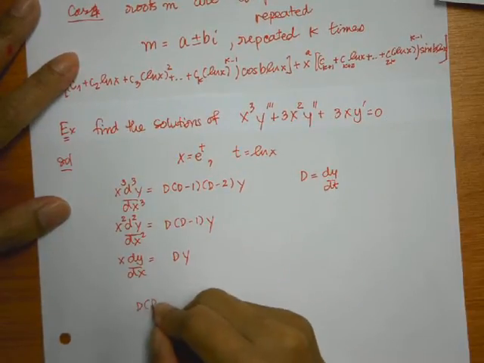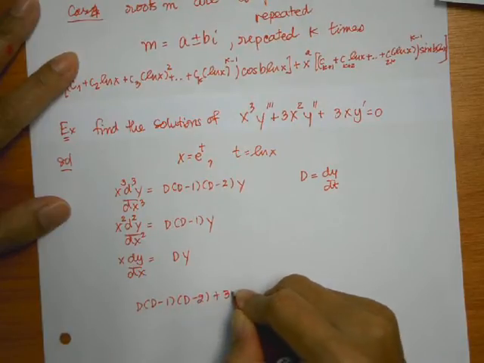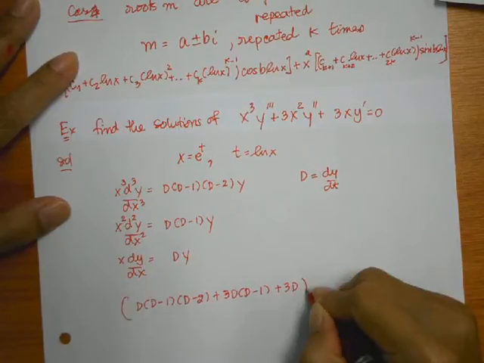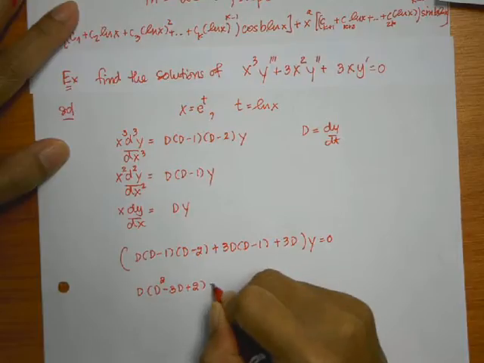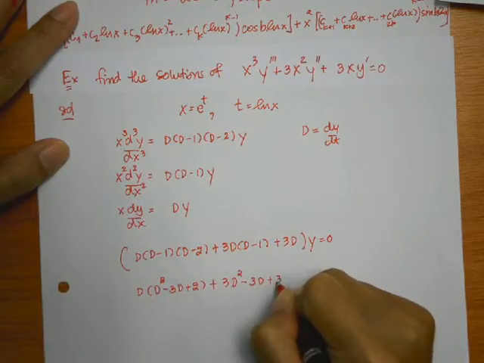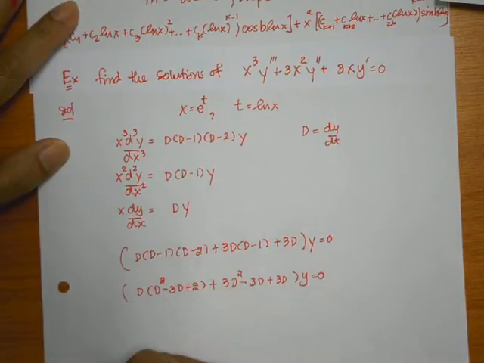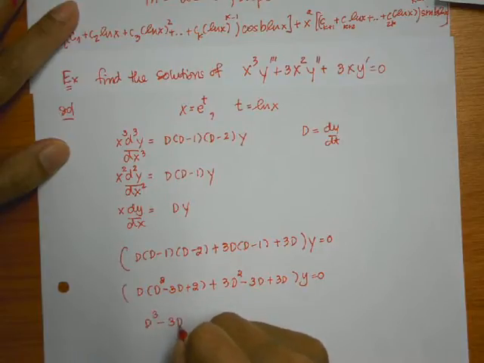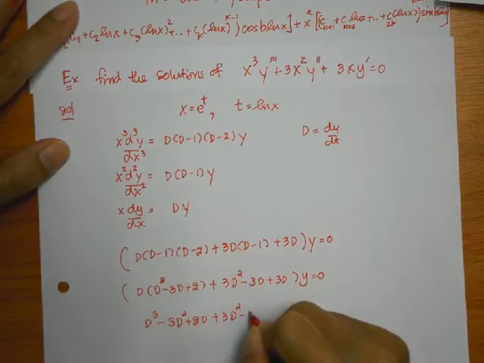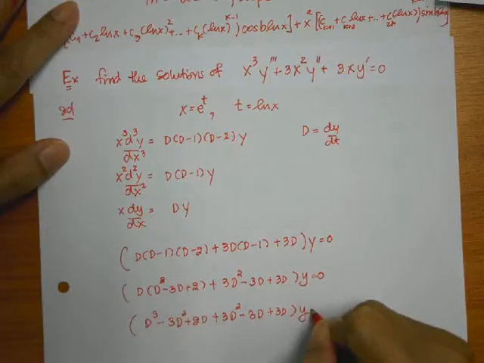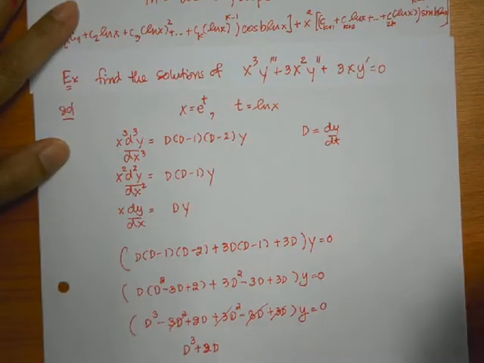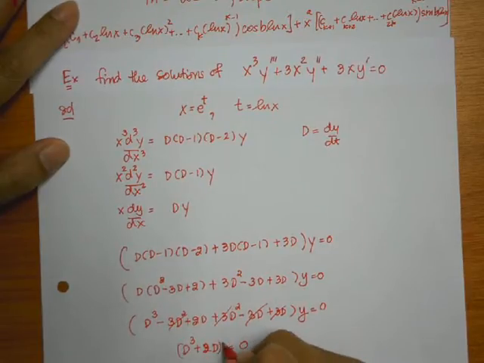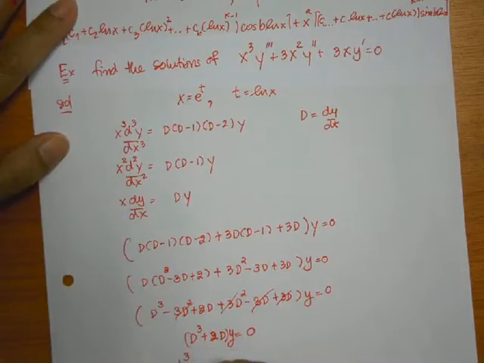We would get d times d minus 1 times d minus 2 plus 3d times d minus 1 plus 3d, y is equal to 0. D squared minus 3d plus 2, plus 3d squared minus 3d plus 3d, y. D to the power 3 minus 3d squared plus 2d plus 3d squared minus 3d plus 3d, y equal to 0. You've got d to the power 3 plus 2d, I'm sorry, y equal to 0. So that means we have the differential equation like this.